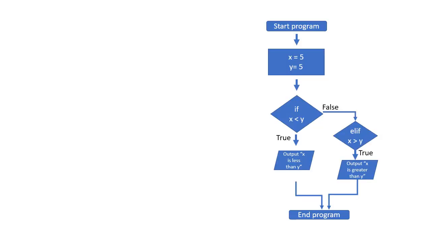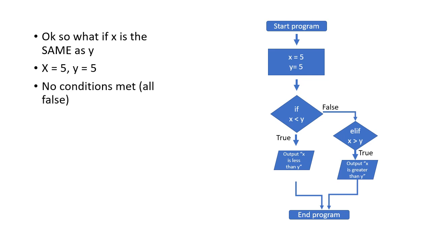So the last thing I want to show you is the else statement, and this is used in cases like this, where x and y are the same. So for example, x is 5, y is 5. No conditions are met, so they're all false. Let me explain that, okay?